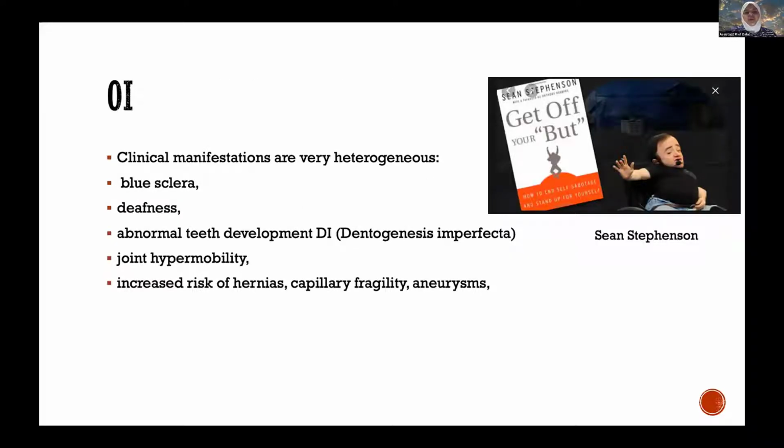As we all know, they present with blue sclera, deafness, abnormal teeth, which is called dentinogenesis imperfecta. They have the typical triangular faces and joint hypermobility. And it increases the risk of hernias, capillary fragility, and aneurysm, since it's also affecting the soft tissues.